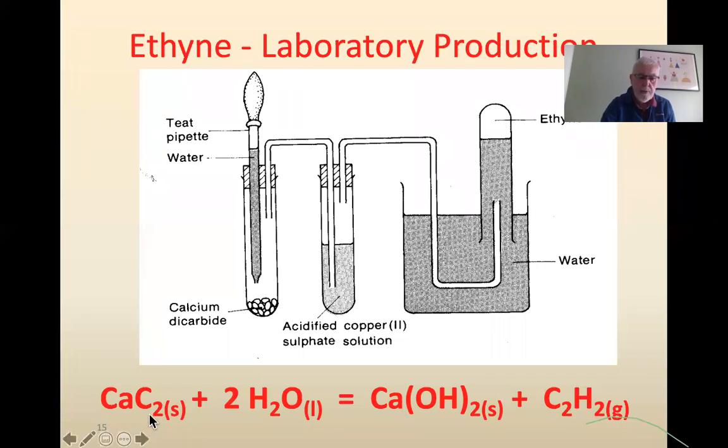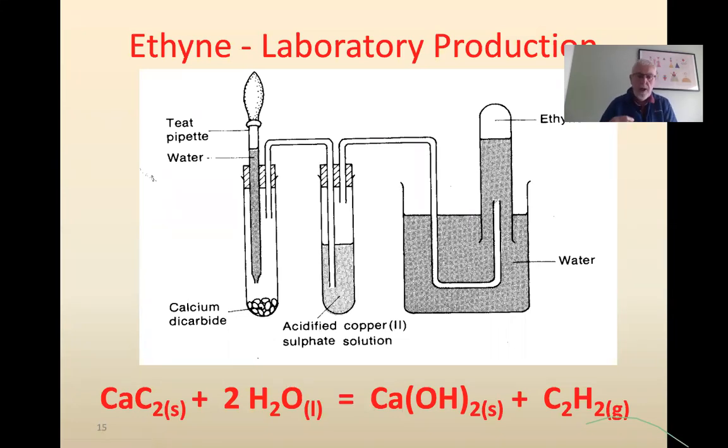So with calcium dicarbide and water, when we react these two, we get calcium hydroxide and ethyne. Right? Calcium hydroxide and ethyne. You need to know that equation. The equation is sometimes written with one H2O and calcium oxide here. Don't just use this one. Learn this one and use it.